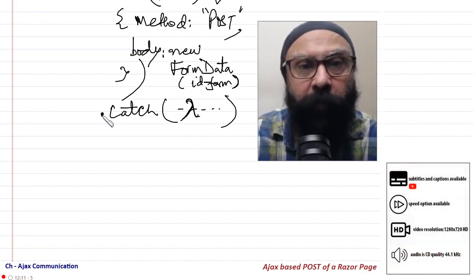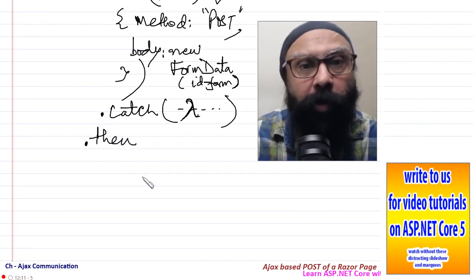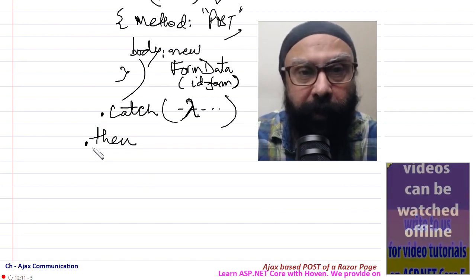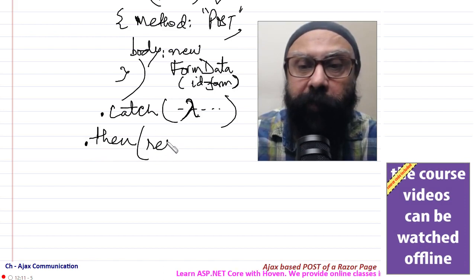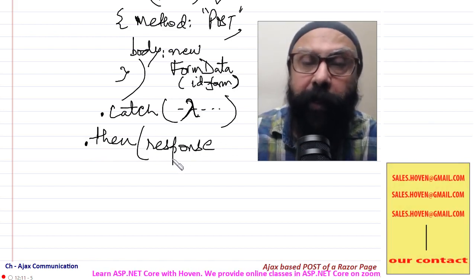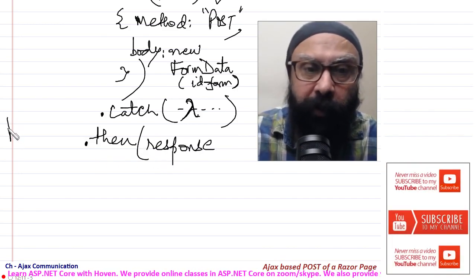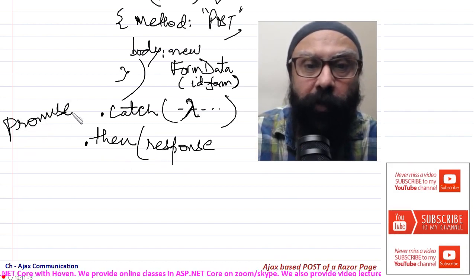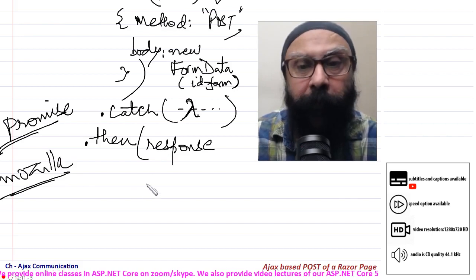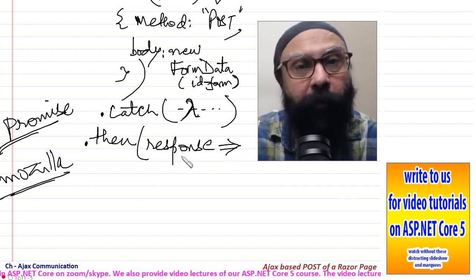After catch, you will use then. This means that if no error occurs, then we will receive the response. This is the response stream that comes from the server side. This is a promise concept. You will have to learn more about it on the Mozilla website. Then response: this is the stream that we obtain from the server side.